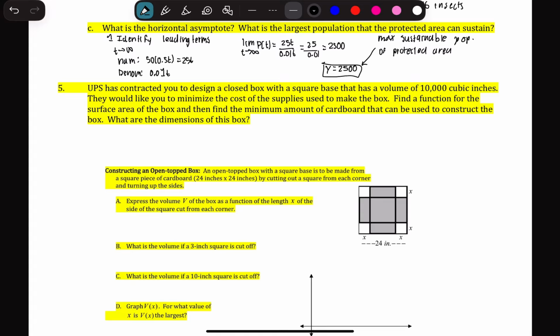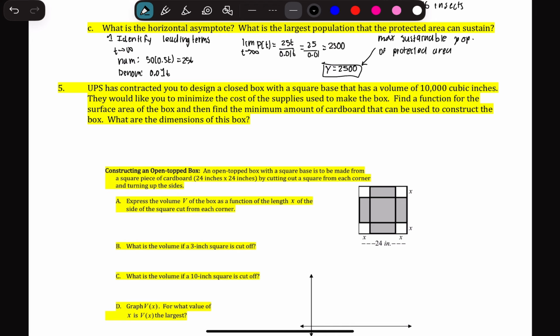So now we want to start with this. So we know that the volume is 10,000 cubic inches, and we know that this is a closed box, and we want a square base with a closed box.